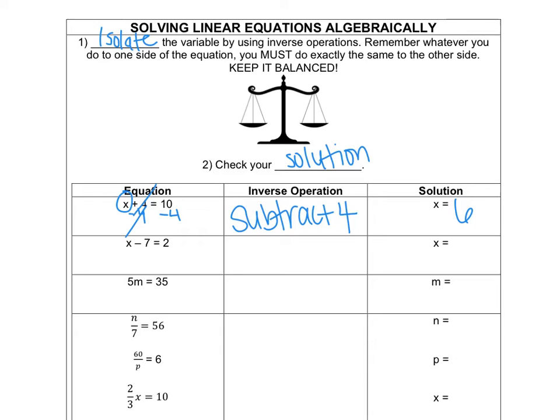Alright, move on to the next one. x minus 7 equals 2. Well, I want to get the x by itself, so I need to subtract the negative 7 and bring it to the other side. Well, since it's already negative, in order to eliminate those negative 7s, I need to add on positive 7, because negative 7 plus positive 7 is 0. So I'd be left with 1x equals 2 plus 7, which is 9.